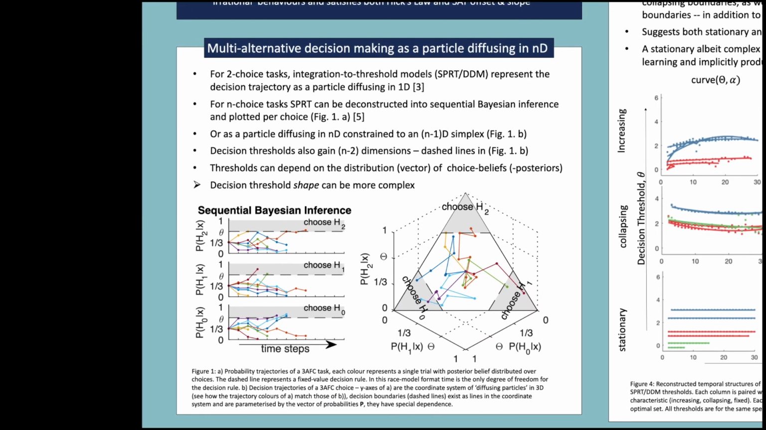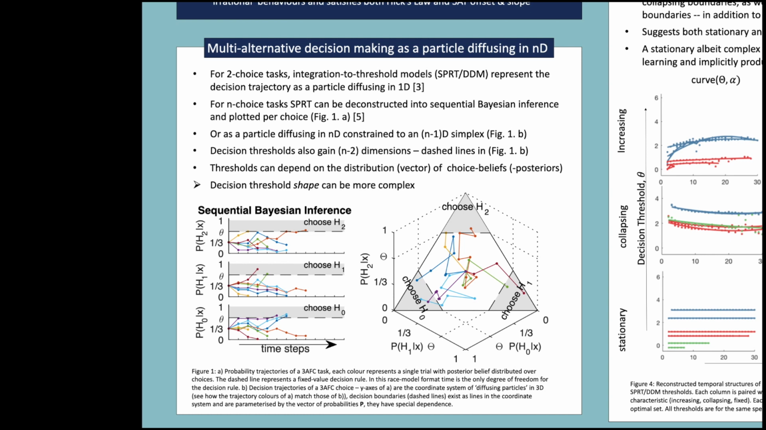So a quick recap: for two-choice tasks, decision trajectories are represented as a particle diffusing in 1D. Applying this to multiple choices, we can deconstruct the SPRT into sequential Bayesian inference per choice. If you look at figure 1, panel A, you can see the accumulation to threshold per choice. And because this is in posterior probability space, each of these color trajectories at any given point sum to 1.